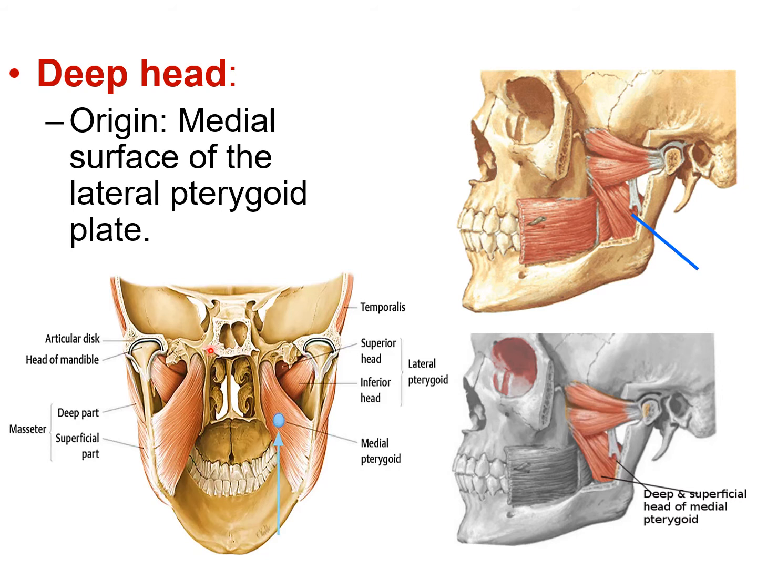The pterygoid process is made up of a lateral pterygoid plate and a medial pterygoid plate. The lateral pterygoid plate is the muscular plate which is giving origin to the pterygoid muscles. The deep head of medial pterygoid is arising from the medial surface of the lateral pterygoid plate. We can see here again the superficial head and the deep head. The superficial head is arising from the maxillary tuberosity. The deep head is arising from the medial surface of the lateral pterygoid plate. This is the posterior view we are watching.